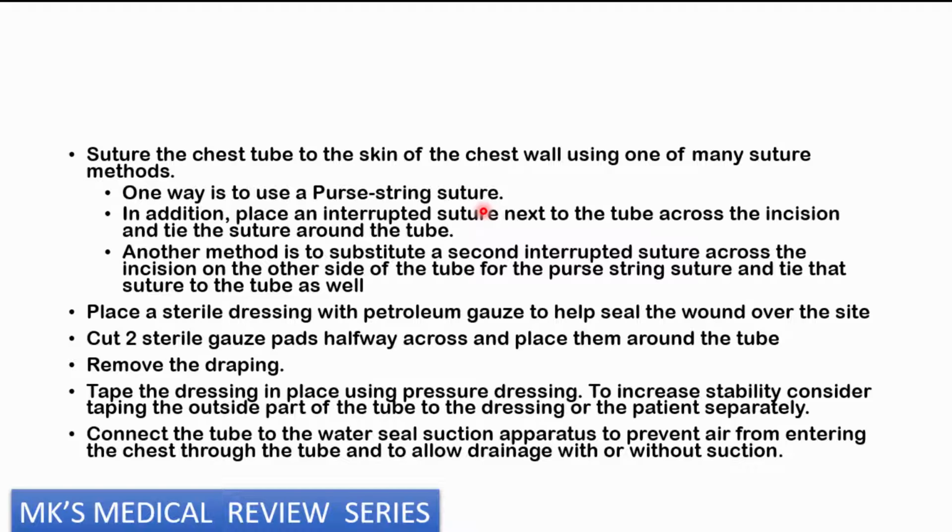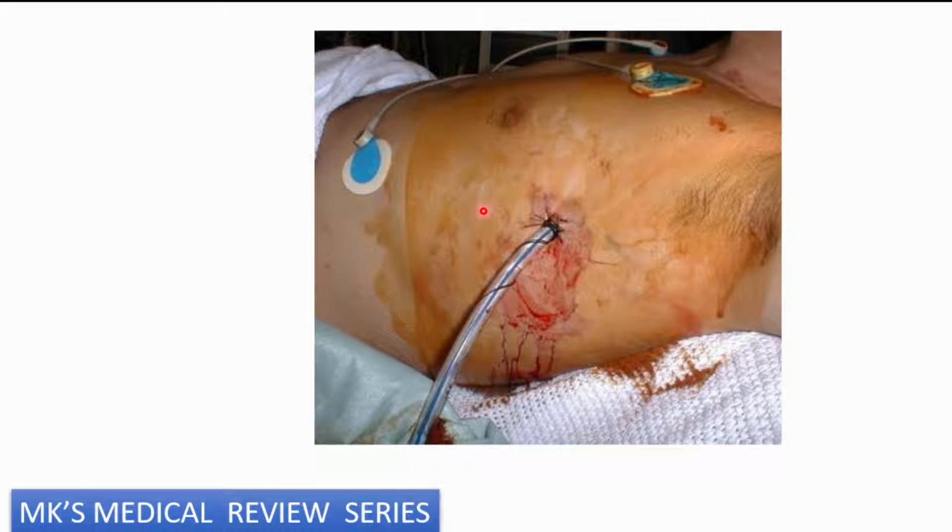And then of course, to increase the stability, consider taping the outside part of the tube to the dressing, and/or to the patient separately. Then ensure that you connect this tube to the underwater suction apparatus to prevent air from entering into the chest through the tube, and of course to allow drainage with or without suction, depending on whether you're going to be connecting it to a suction machine or you will not.